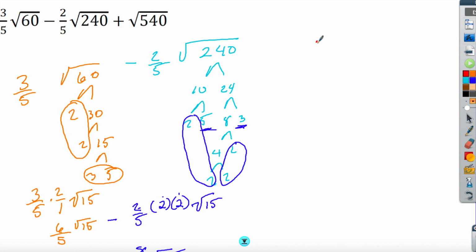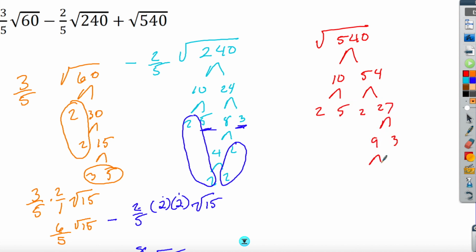So similar idea, I have radical 540. I'm going to break this down. So this could be 10 and 54. 10 is 2 and 5. This could be 2 and 27, 9 and 3, 3 and 3. So one more time, I'm looking for all my prime numbers. So 1, 2, 3, 4, 5, 6. So I'm looking at just those numbers right there.